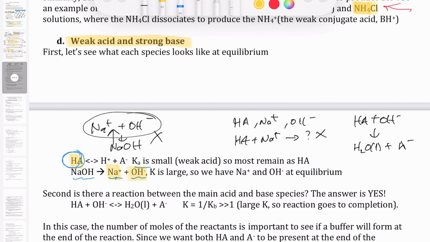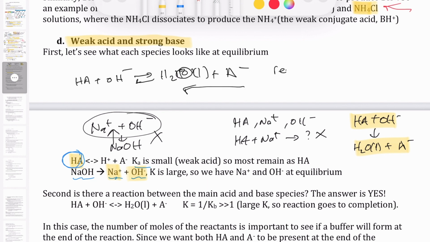But what about this reaction that I wrote here, the HA plus OH minus going to water and A minus? If you look at that reaction, I'm going to write it right here just so that you can see it better. It's actually the reverse of a weak base reaction with water, right? And hopefully you can see that when we have weak bases, we would say the weak base will react with water to form its conjugate acid and OH minus. This is just the reverse.